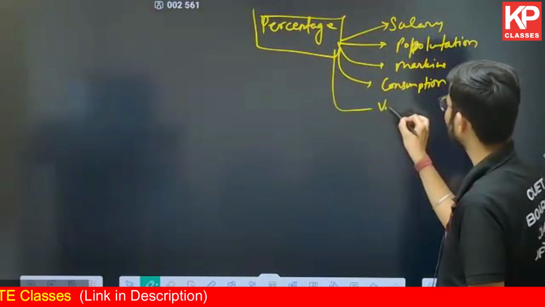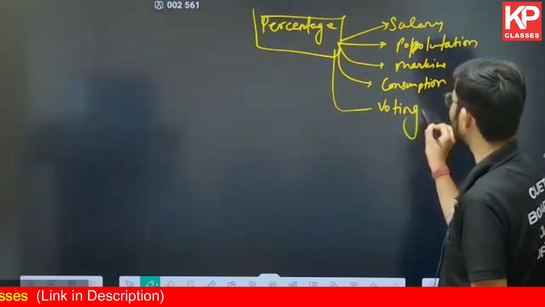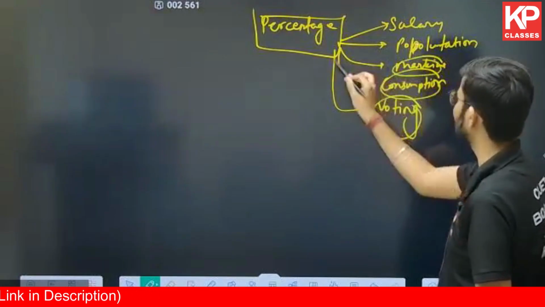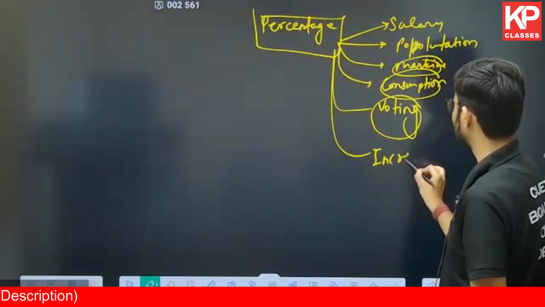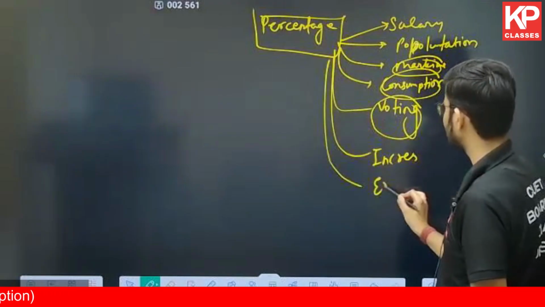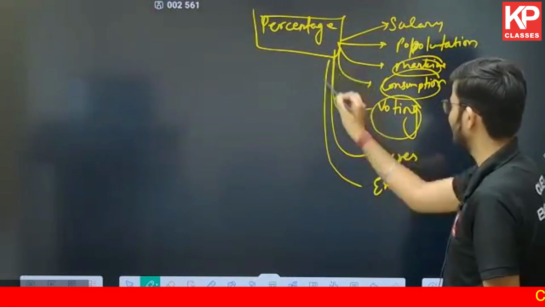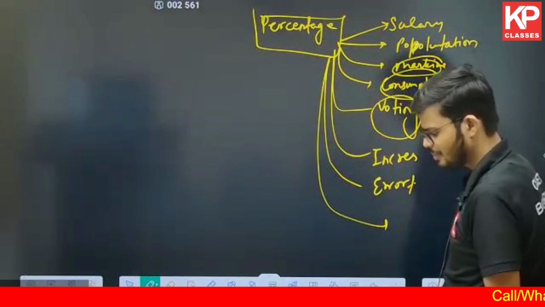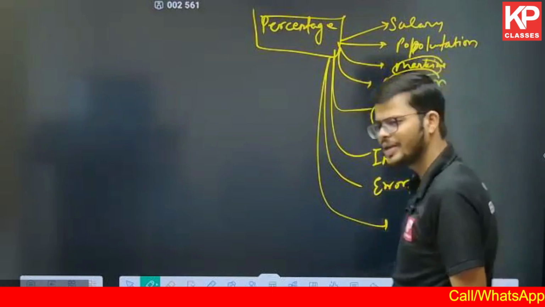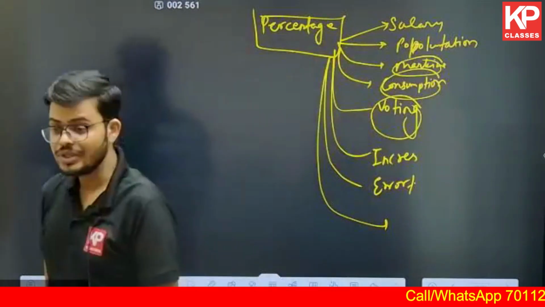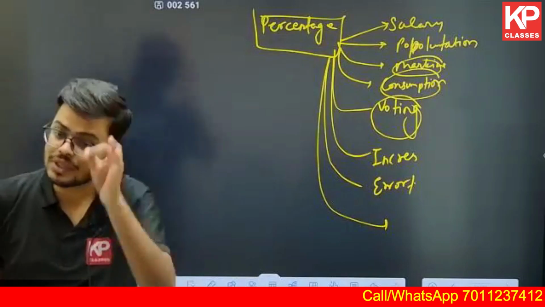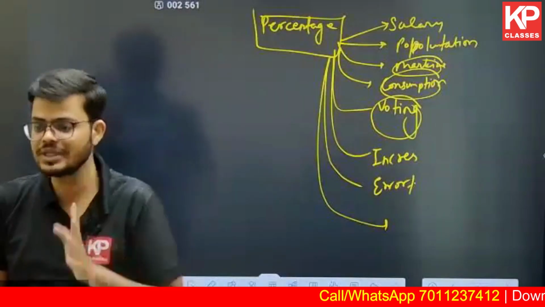Then after that, your voting. There can be so many other questions that can be asked on it. Then after that, your increase or decrease percentage. Then after that, your error percentage. Then after that, what can be the other things? There are so many other points that can be there. So these are the types of questions that can be asked only and only on percentage.